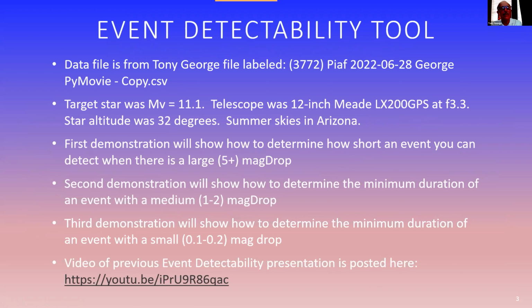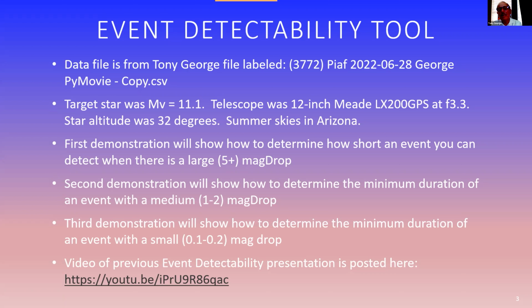The demonstration I'm going to do with PYOTE is the event detectability tool. This data file is my own. It's from 3772 PYOF that I turned in. The target star was 11.1. The telescope was a 12-inch Meade LX200 GPS at f3.3, the star altitude was 32 degrees, and it was summer skies in Arizona. Now, I mention this because I use this tool as a predictor of future events.